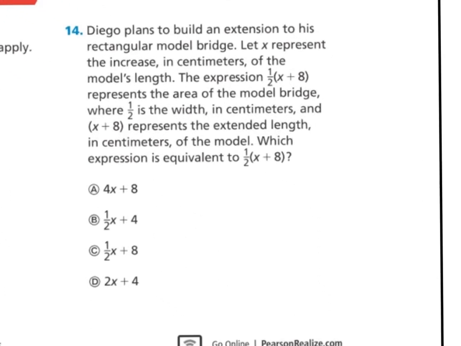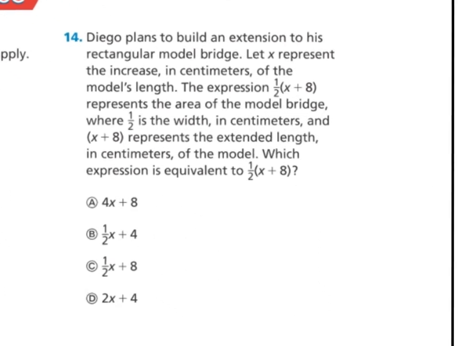Number 14, they give us a bunch of information about Diego and his rectangular model bridge. If we read through all this stuff, basically what it boils down to, they're just asking which expression is equivalent to that. So we really didn't need to know all their details there. That was nice of them to share that, but we're just finding an equivalent expression.